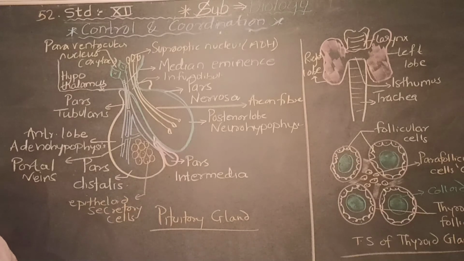You are familiar with the nephron, DCT. So ADH stimulates the reabsorption of water in DCT. Also, this ADH, or antidiuretic hormone, reduces the urine quantity.